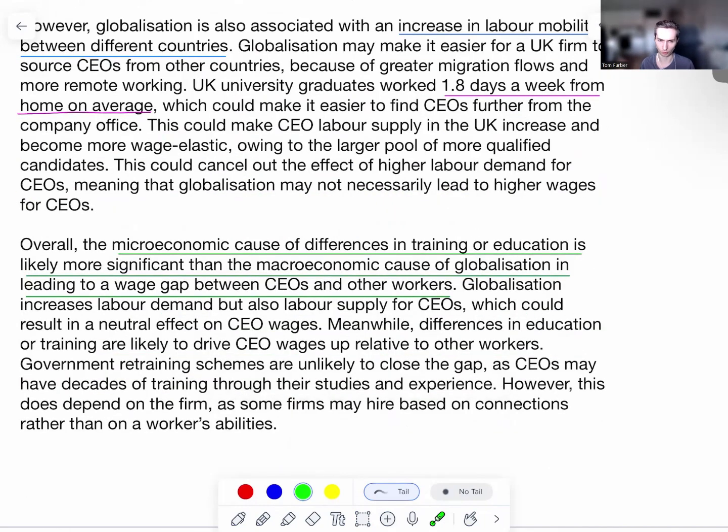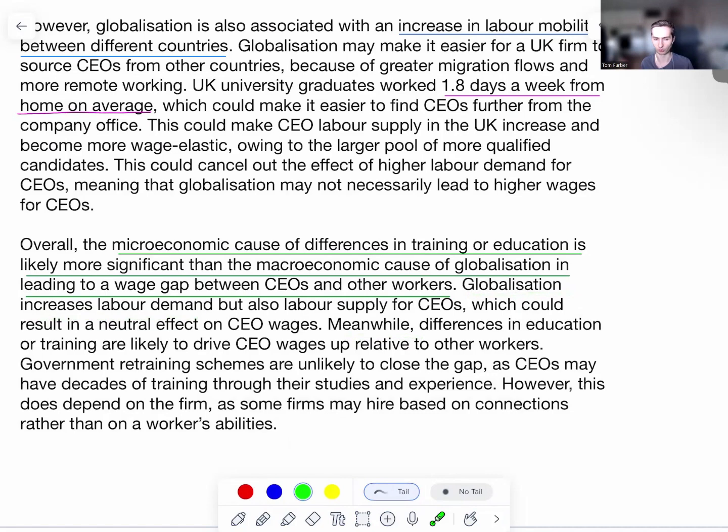Conclusion. Overall, the microeconomic cause of differences in training and education is likely to be more significant than the macro cause of globalization, in explaining that wage gap between CEOs and other workers, I'll argue. So globalization increases labor demand, but also labor supply. So that means there could be a neutral effect overall on CEO wages. Meanwhile, differences in educational training are likely to drive CEO wages up relative to other workers.